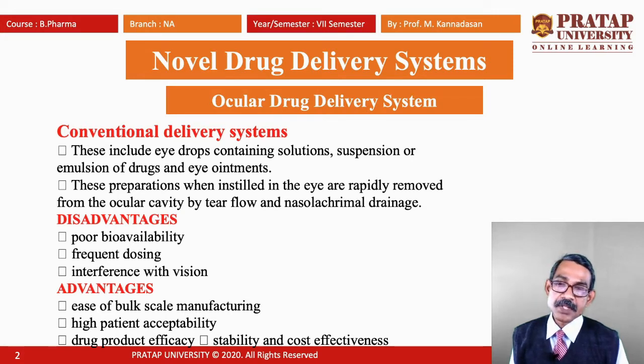What are the advantages? This system has a number of advantages. From the industry perspective, ease of bulk scale manufacturing. The formulation of eye products, particularly the conventional products, solutions, suspensions and emulsions and eye ointment, from a manufacturing perspective, is easy for bulk scale production. And high patient acceptability. High patient acceptability is very important. Drug product efficacy, stability and cost effectiveness. So, these are the major advantages of conventional drug delivery systems for ophthalmic use.